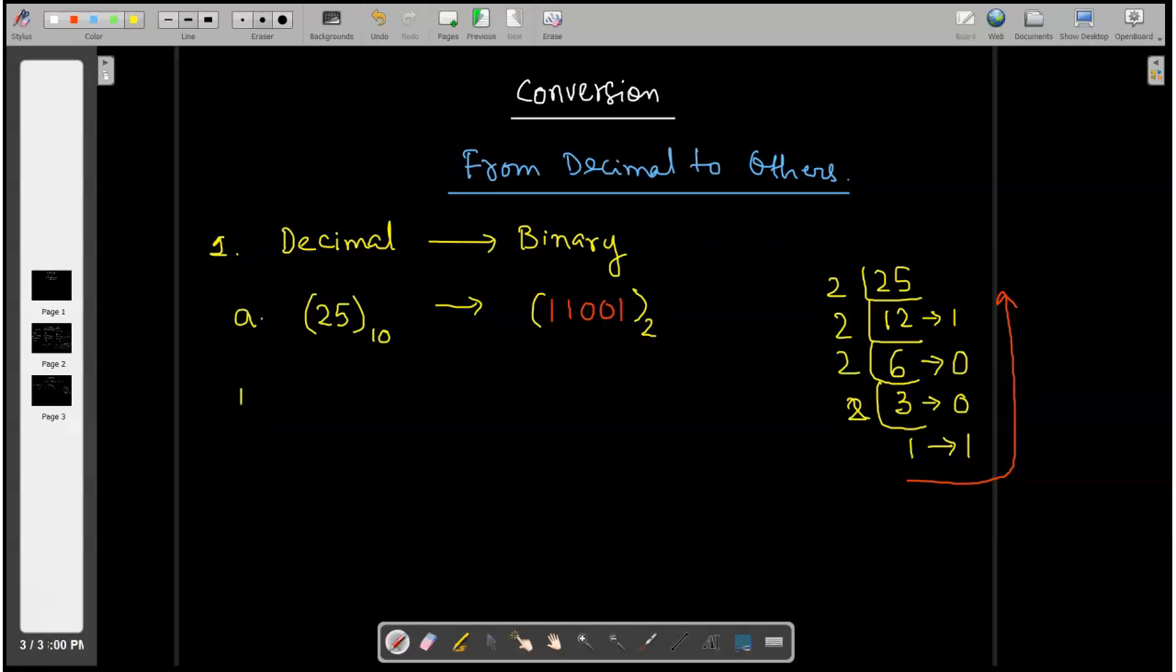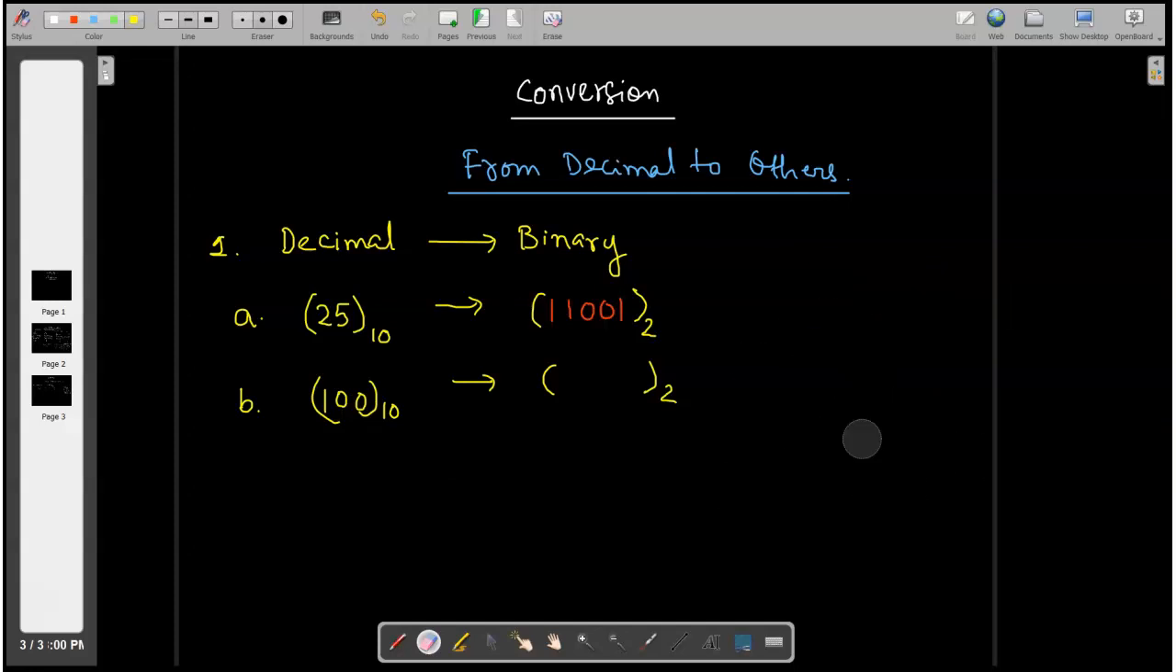This is A, let us see number B. For B, let us take another decimal number. Suppose let us take 100, and we have to convert it to a corresponding binary number. So how do we do it? Again, we'll take the number 100 divided by 2 each time. Let us do it here so that we get enough space. So 100, and we'll divide it by 2.